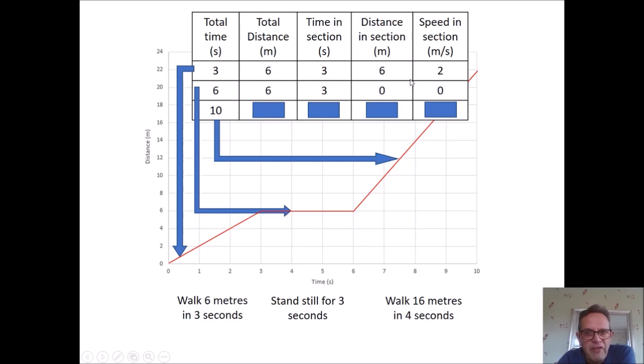Here's the last section. So by the end of this time she was 22 meters away from the start, but she was already 6 meters away at the start, so the distance that she's moved in that section is 16 meters. The time that took was 1, 2, 3, 4 seconds. As I said, you could do 10 minus 6. So 4 seconds. So how fast was she moving? 16 meters in 4 seconds is a speed of 4 meters per second.